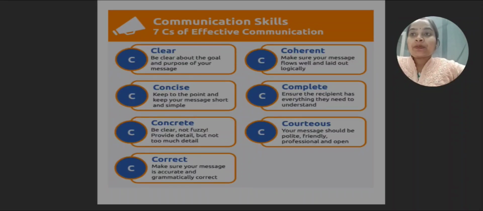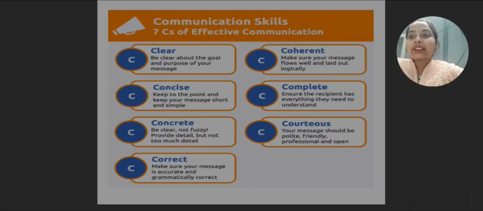Let's see here. The first is called clear. It means your message should be very clear. You should use clear words. There is no fumbling and no repetition of words. The second point is concise. It means the message should be to the point. You need to create accuracy in your message.